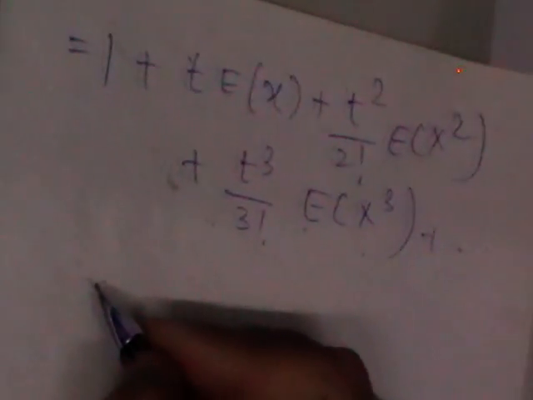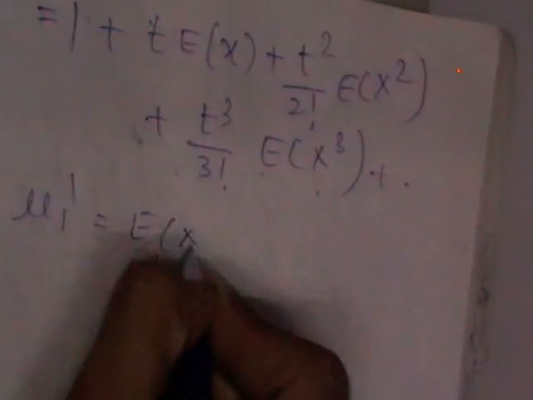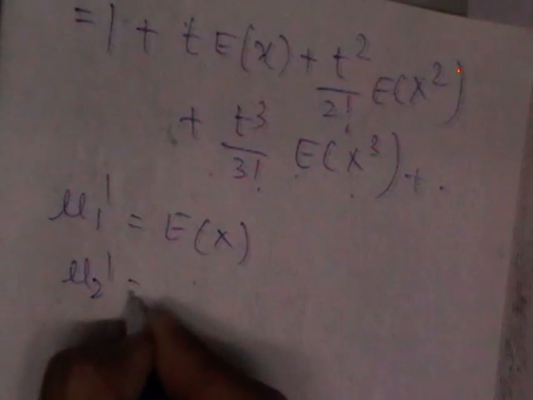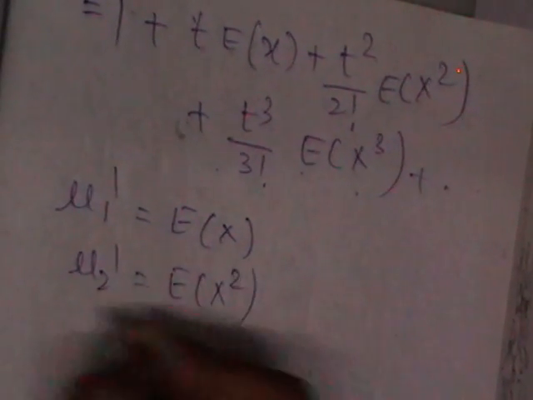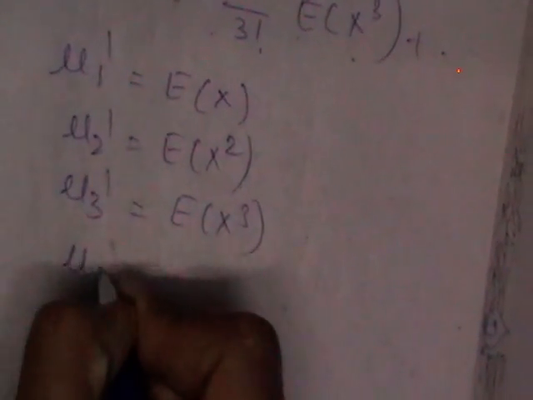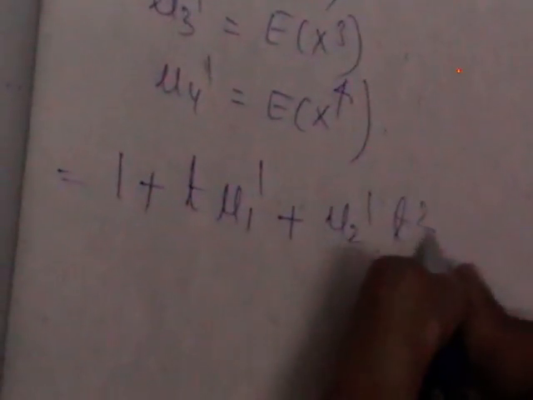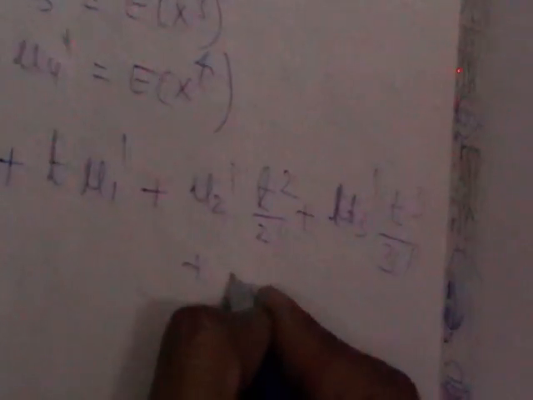Now to calculate moments from this, we know that mu1 dash is the expectation of x, mu2 dash is the expectation of x square, and mu3 dash is the expectation of x cube. So now we can write 1 plus t into mu1 dash plus mu2 dash into t square by 2 factorial plus mu3 dash into t cube by 3 factorial, and so on.